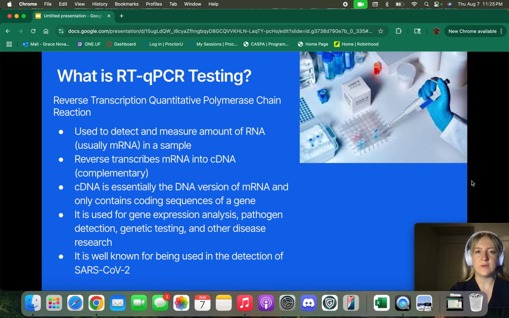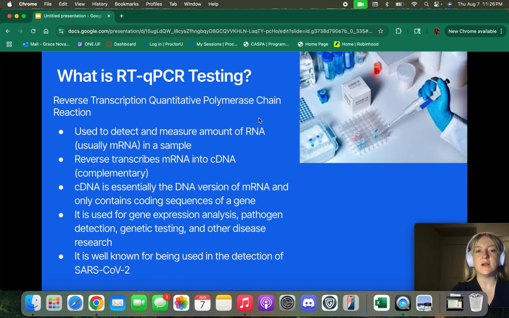So, now that we have our background a little bit on DNA, RNA, and protein synthesis, what is RT-qPCR testing? It is a mouthful. It's reverse transcription quantitative polymerase chain reaction. You're probably familiar with PCR testing, just this portion, the polymerase chain reaction. It is used to detect and measure the quantity of RNA, specifically mRNA, in a sample, like a swab sample from the nose or saliva.